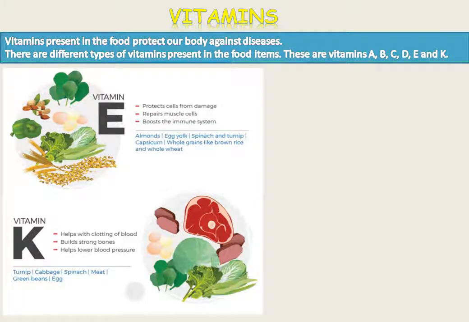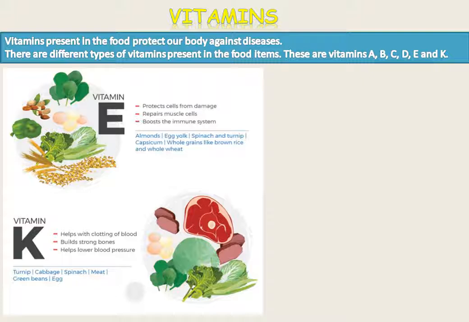The next vitamin is vitamin E. It has three main functions. The first is to protect our cells from damage. Our body is made up of cells, so this vitamin helps to protect the cells. Also, it helps to repair the muscle cells. Also, it boosts our immune system.